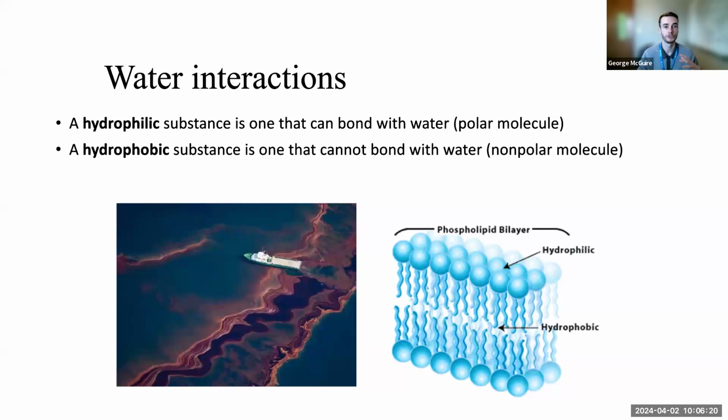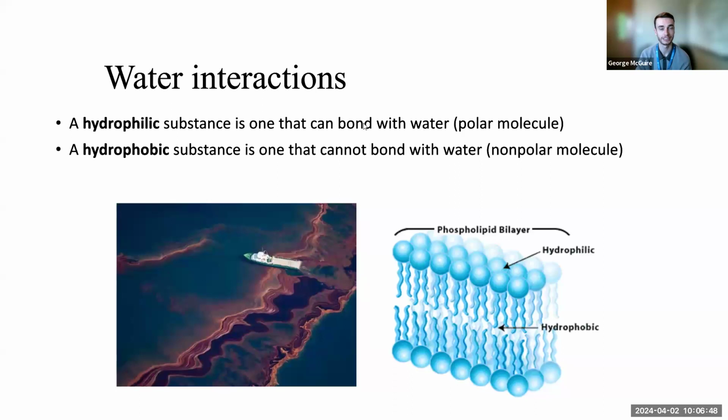And so we refer to different types of molecules as either hydrophilic or hydrophobic based on their ability to interact with water. Hydro is a prefix referring to water. Phile is a suffix meaning the love of, so these are water-loving substances. Phobe is a suffix meaning a fear of, so these are water-fearing substances. And these terms generally just refer to can it bond with water or not.